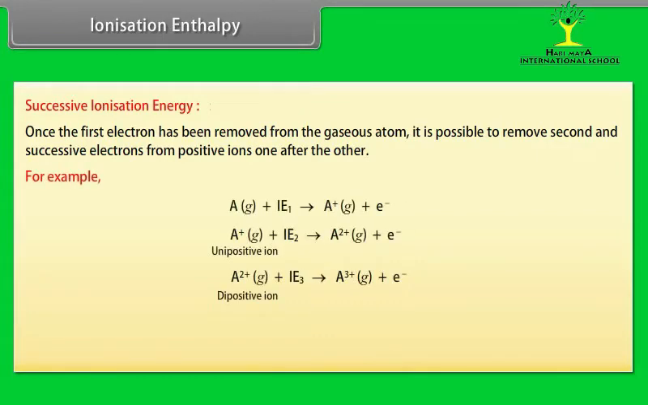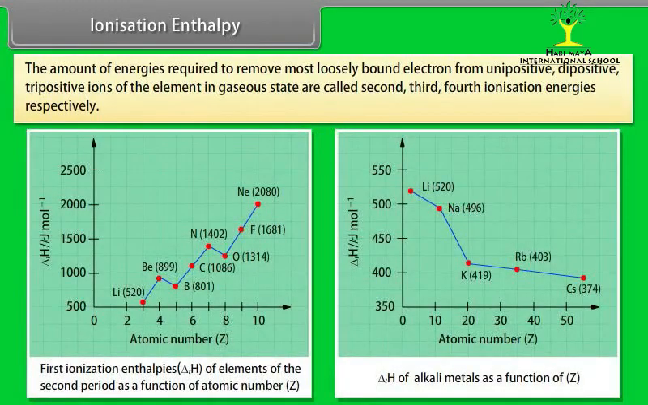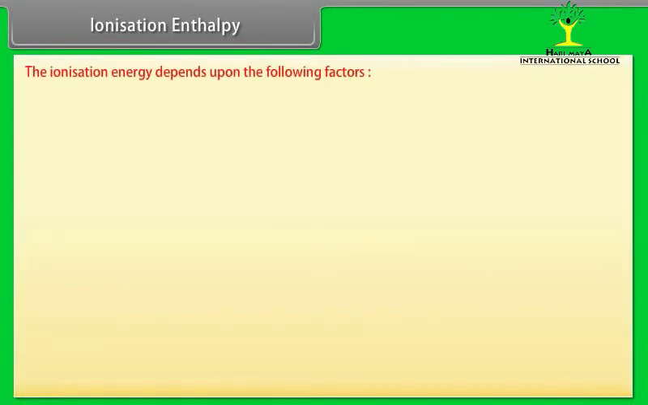For example, the amount of energy required to remove most loosely bound electrons from unipositive, dipositive, tripositive ions of the element in gaseous state are called second, third, fourth ionization energies respectively. It may be noted that ionization energy 3 is greater than ionization energy 2, which is greater than ionization energy 1. The ionization energy depends upon the following factors.